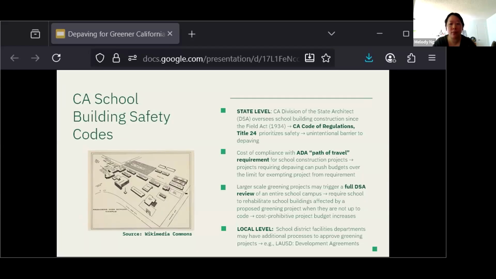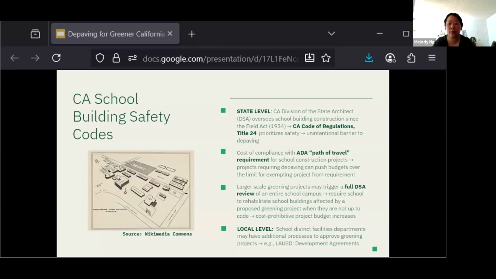Second, when school improvement projects exceed $100,000, and typically larger projects, they trigger a comprehensive safety review of school buildings that may be impacted by the project. This is meant to ensure that when schools make significant investments to alter their buildings, any outstanding safety concerns for those buildings are also addressed.